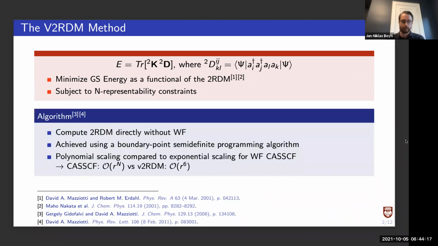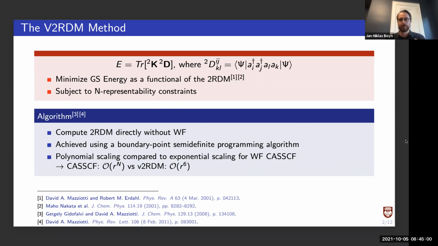However, modern V2RDM algorithms really apply variational 2RDM in a CAS-SCF scheme by computing the 2RDM without the wave function. And this goes back to like 2008. And in this case, we get computational efficiency that leads to polynomial scaling rather than the exponential scaling of typical CAS-SCF. The algorithms that underlie these modern variational 2RDM implementations are so-called boundary point semi-definite programming algorithms that really, as Eugene mentioned earlier, with the D, Q, and G conditions, allow us to get polynomial r to the 6 scaling, where r is the number of basis functions.